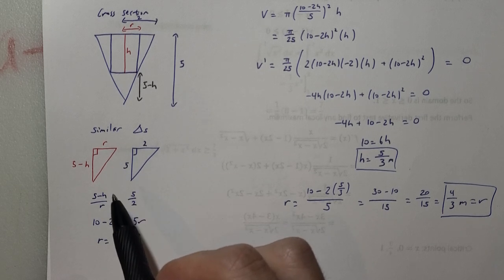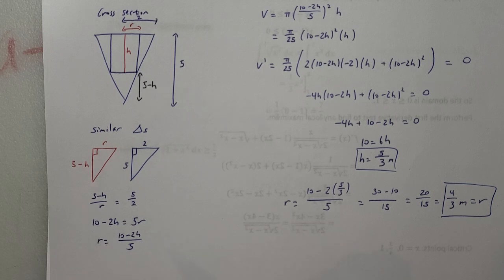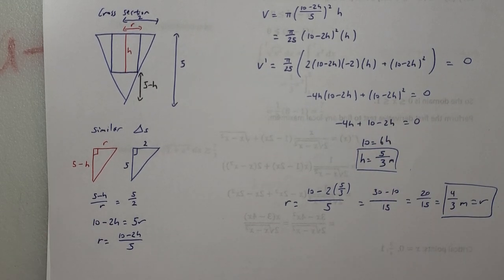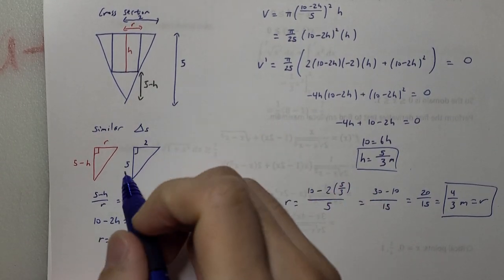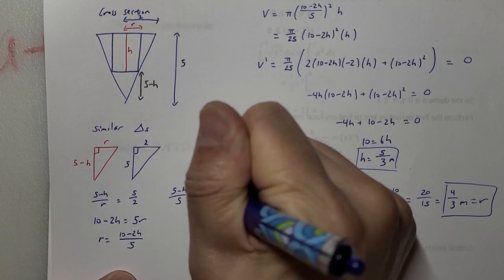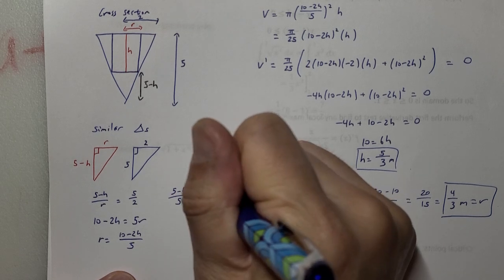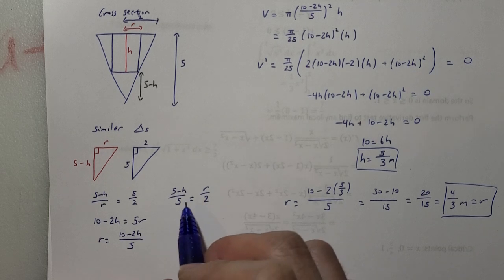Is that what I did over here? This doesn't look right. I don't think this equation over here looks right now that I realize it. But even though the answers are all correct, it's just a small mistake. Let me grab my blue pen to fix this. So it should be the ratio of 5 minus h over 5, as I said, is the same as the ratio of r over 2. Okay? This is the correct setup.